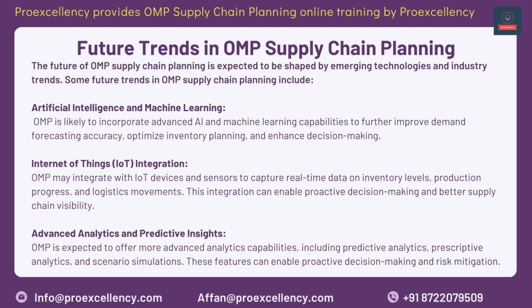Future trends in OMP supply chain planning. The future of OMP supply chain planning is expected to be shaped by emerging technologies and industry trends. Some future trends in OMP supply chain planning include artificial intelligence and machine learning. OMP is likely to incorporate advanced AI and machine learning capabilities to further improve demand forecasting accuracy, optimize inventory planning, and enhance decision-making. Internet of Things, IoT, integration.